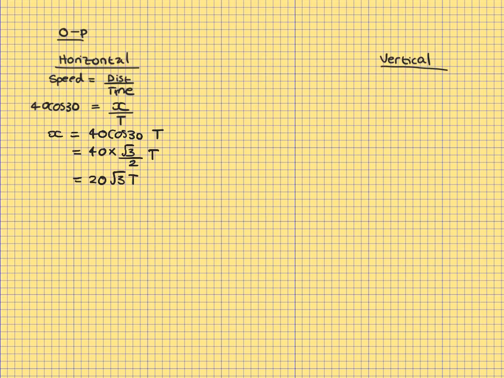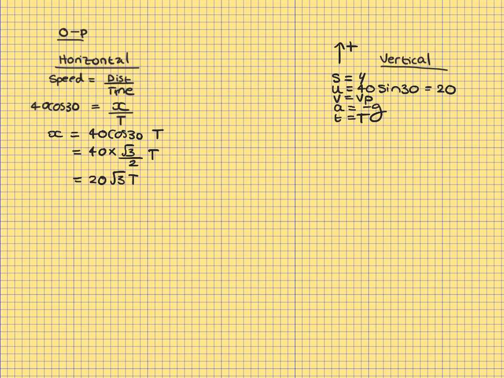Let's do the same with the vertical motion. I'm going to choose up as my positive direction. I'm going to identify my suvat information. Displacement is going to be y, the y coordinate of point P. u is equal to 40 sin 30, which works out to be 20 meters per second. v, we don't know, it's the velocity at P. a is equal to negative g, and t is the time taken to reach point P.